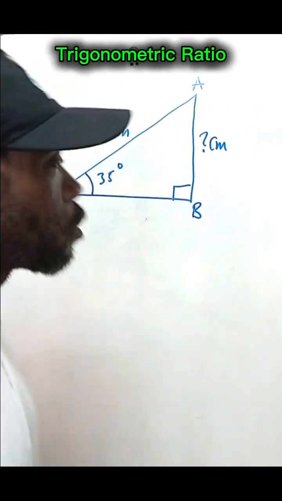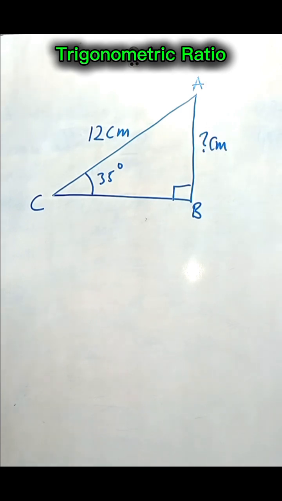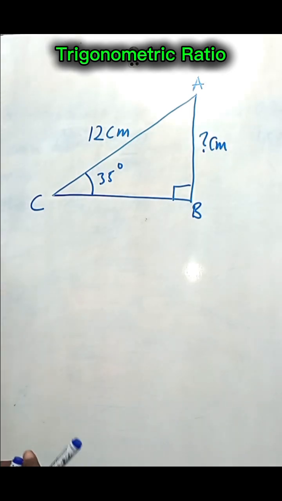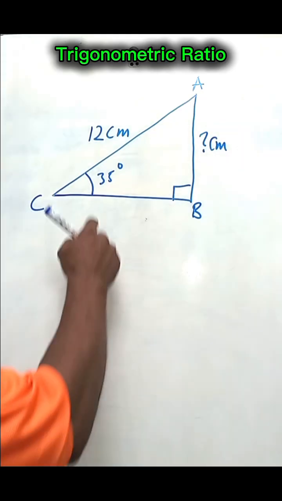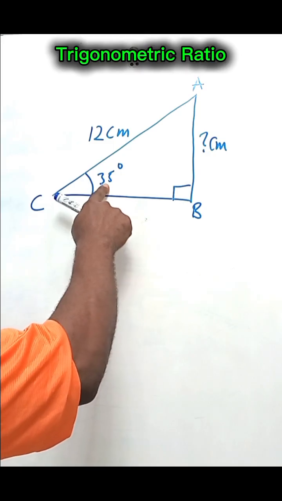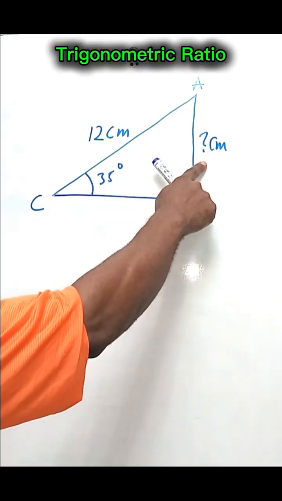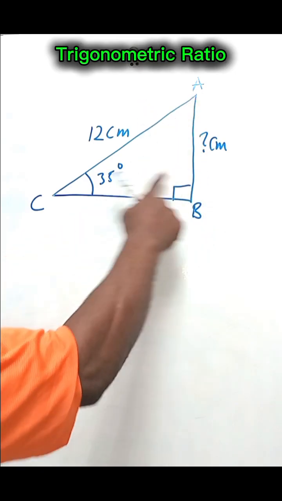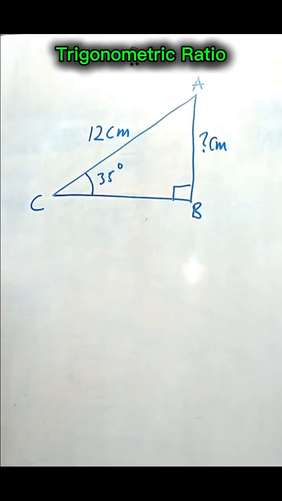Hello. Let's solve this question together. In a right angle triangle, the hypotenuse is provided as 12 cm and the acute angle 35 degrees is also provided. The side opposite the acute angle is not provided, so we are asked to look for the length of the side opposite the acute angle. So how do we solve this problem?